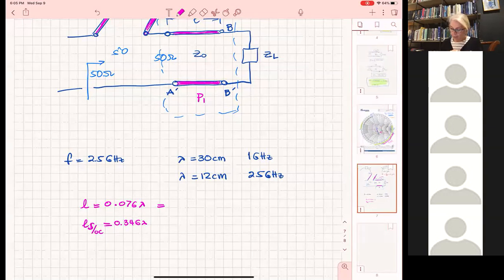At 2.5 gigahertz, lambda is 12 centimeters. 0.076 times 12 is 0.9 of a centimeter, which makes it 9.12 millimeters for the line. And how much is the stub going to be? 0.346 times 12 makes it 4.1 centimeters.